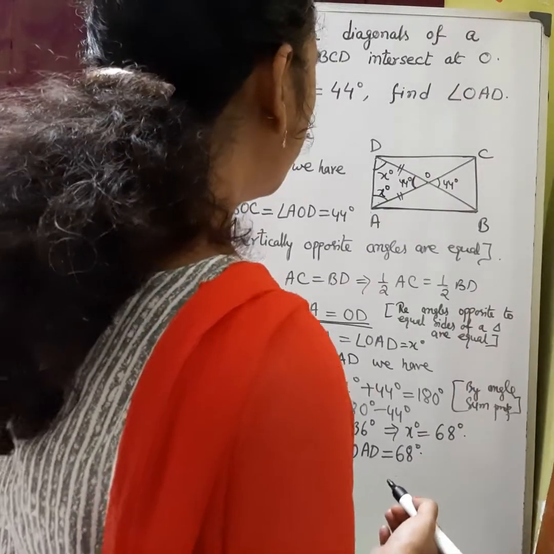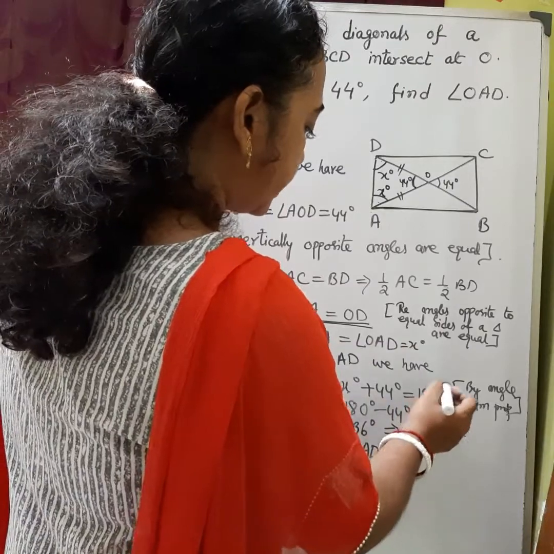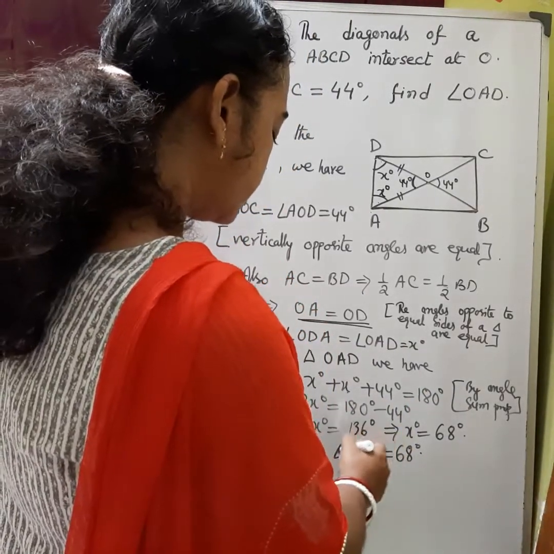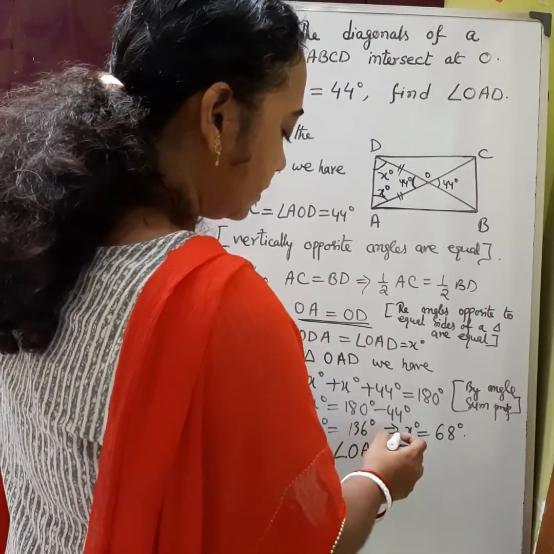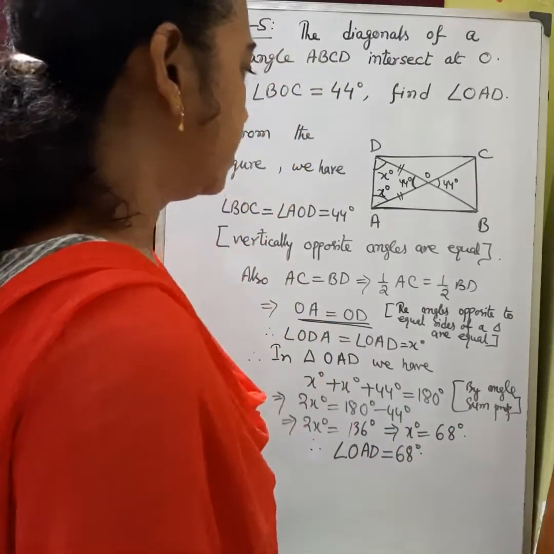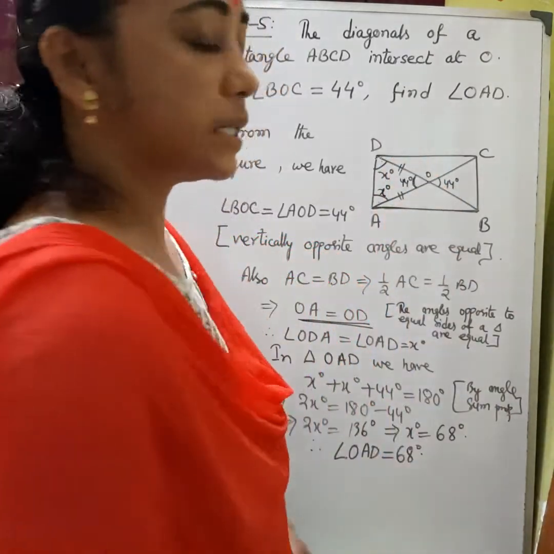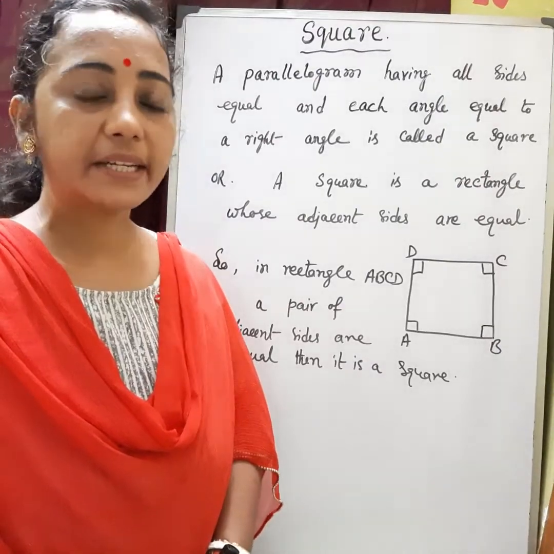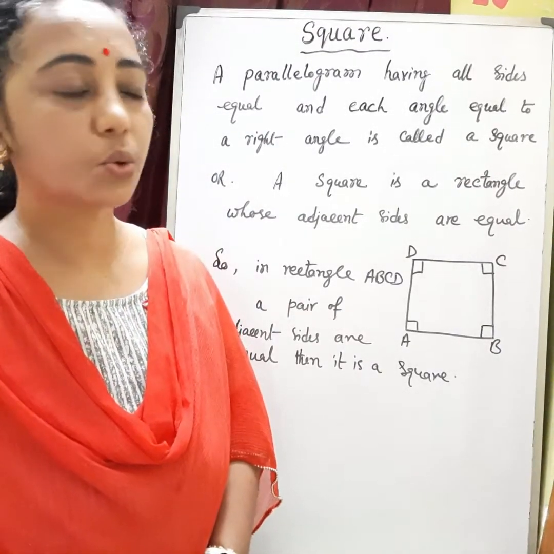So from this we can write x degree plus x degree plus 44 degree is equal to 180 degree by the angle sum property of a triangle. So now if we calculate this, we will get 2x degree is equal to 136 degree. This implies x degree is equal to 68 degree, which means that the measure of angle OAD is equal to 68 degree. Now let us know another special type of a parallelogram, that is a square.